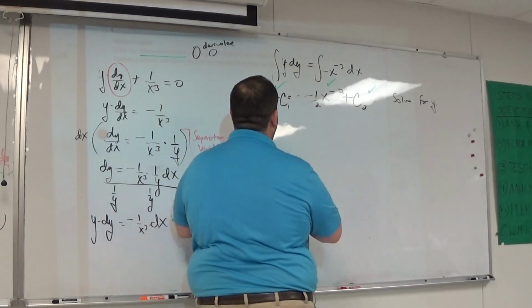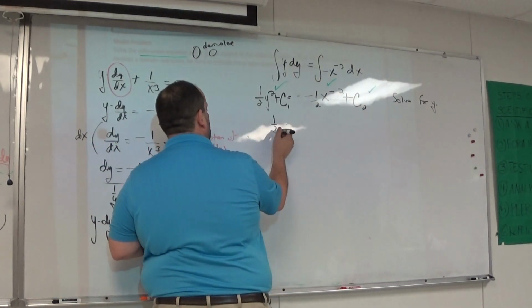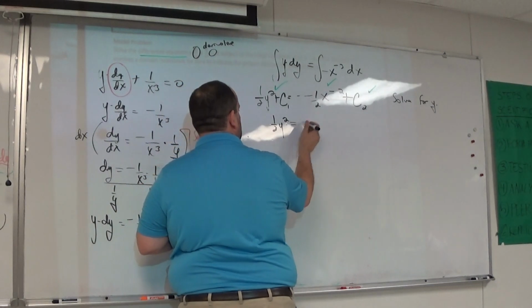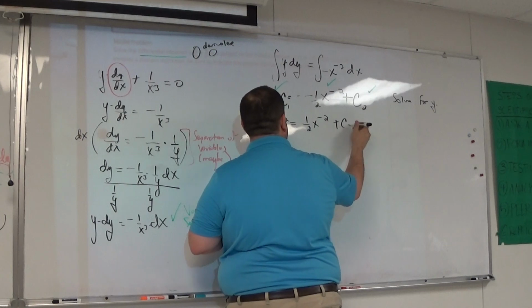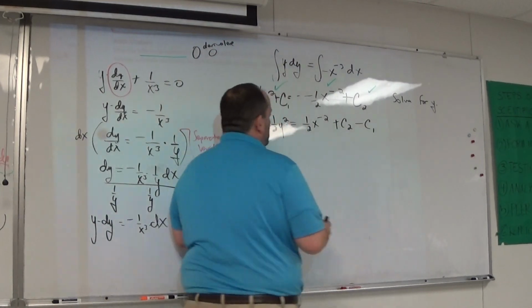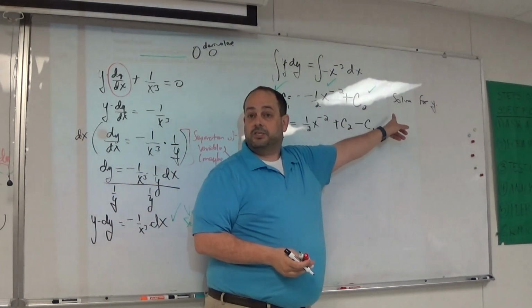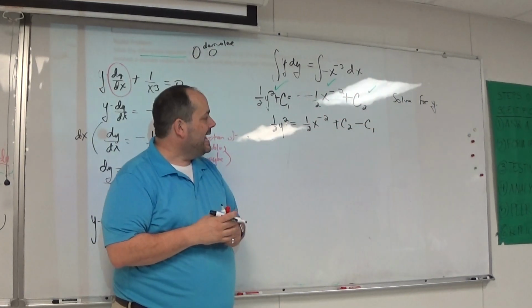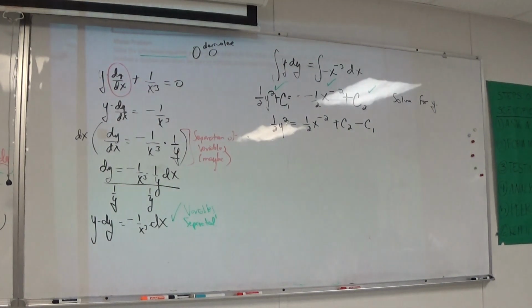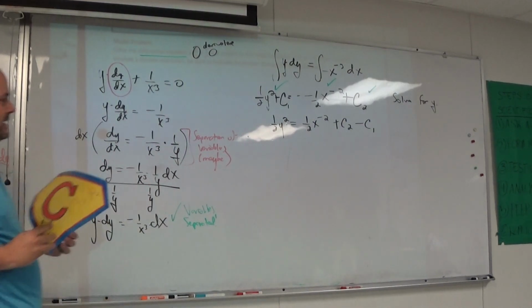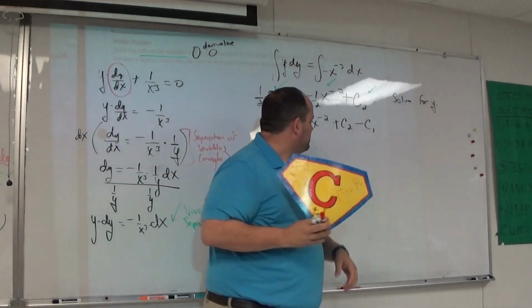Minus what? Minus the C1. 1/2 y squared is equal to, that's a negative negative, so that's positive x to the negative 2 plus C2 minus C1. All I did is subtract C1 from both sides. And I want to introduce you to my new friend. My new friend is called Super Charlie. Super Charlie gets an upgrade in his skills. This is my friend Super Charlie. I would love to wear it on my chest.